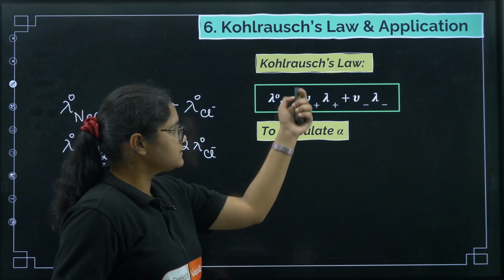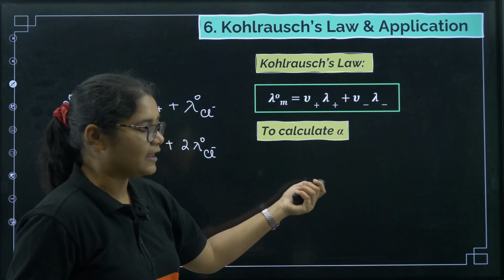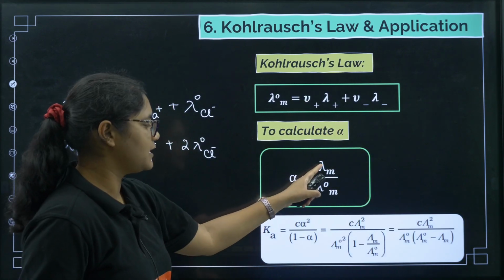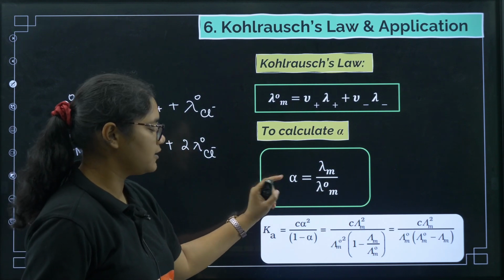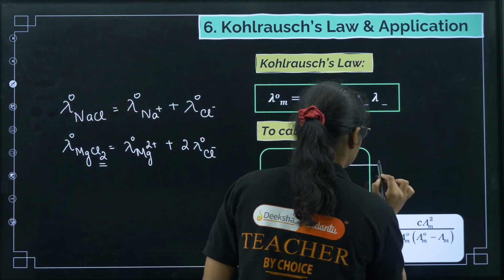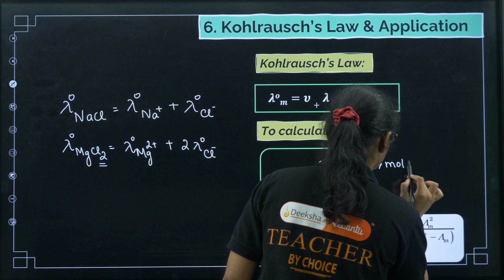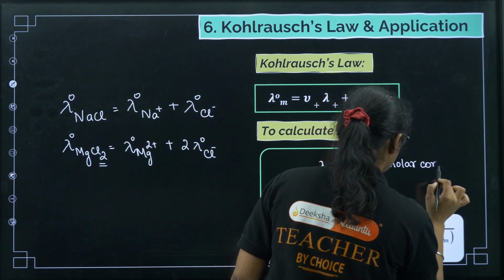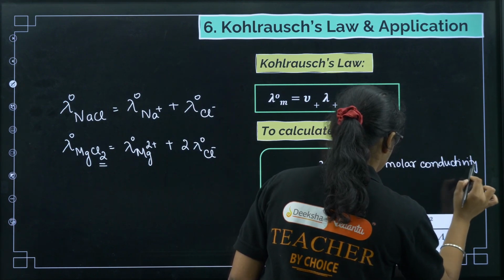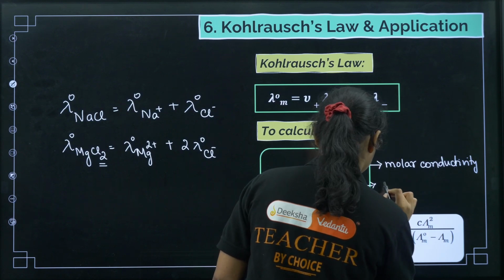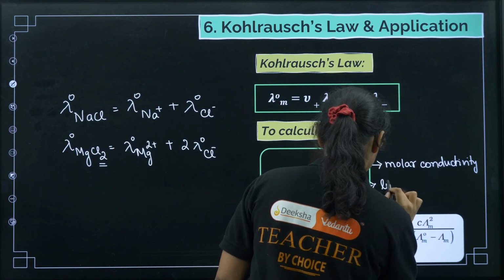Kohlrausch law can also be used to calculate alpha. The alpha formula is lambda m by lambda naught m, where lambda m is the molar conductivity and lambda naught m is the limiting molar conductivity.